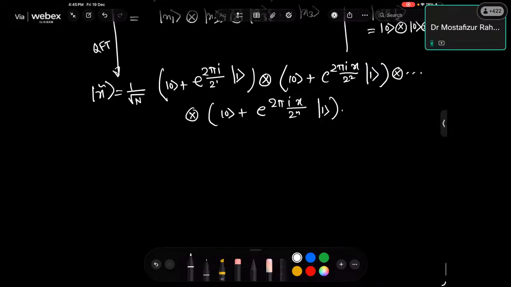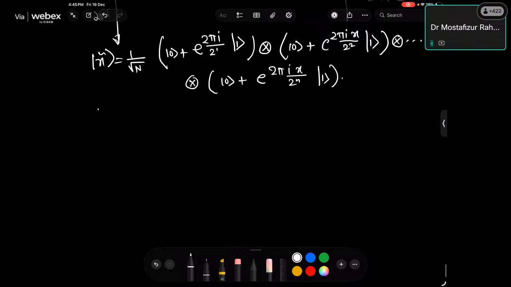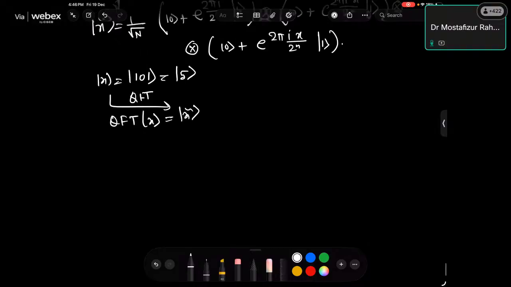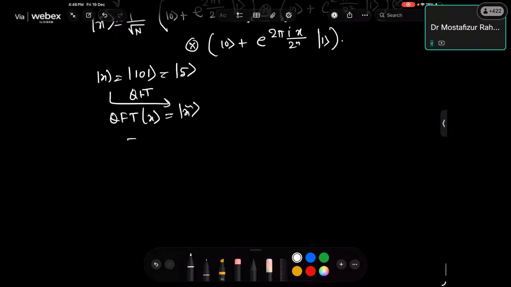For example, if my basis is say 101 as the computational basis, that is 5, what will be the quantum Fourier transform of this particular basis, right? So you can do QFT on this x, that is the x tilde for this particular basis, and you can do 1 by square root 8, because there are 3 qubits, so capital N equals 2 to the power 3 and small n equals 3, right?